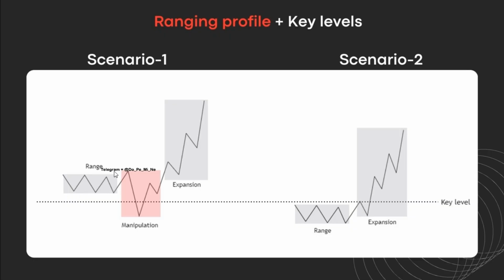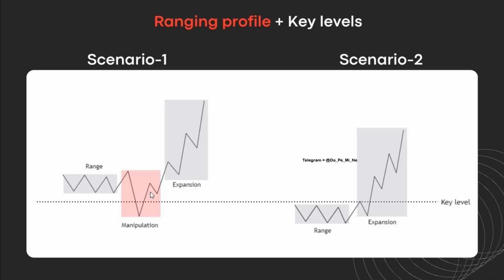Now the first scenario is when price forms a range above a key level, and you can see right here that the ranging profile has ended without any key level tested, and that key level isn't tested in the ranging profile, right? So in that case, we're going to expect what? We're going to expect a manipulation profile to form, and that manipulation profile will test that key level.